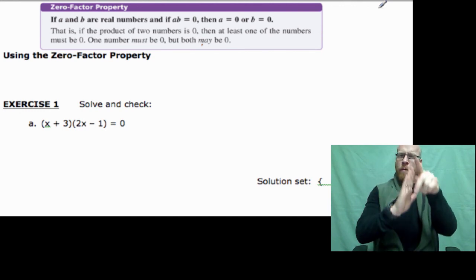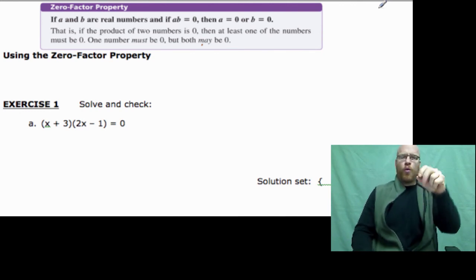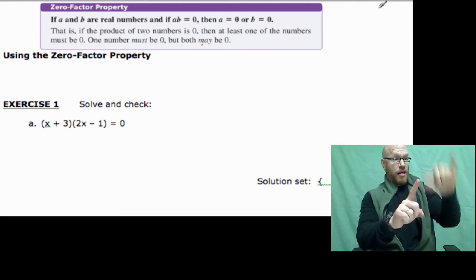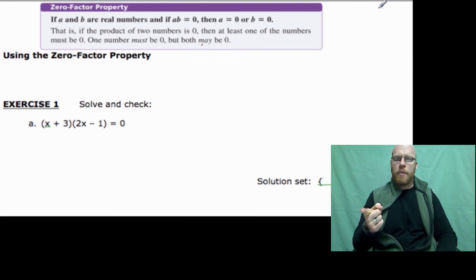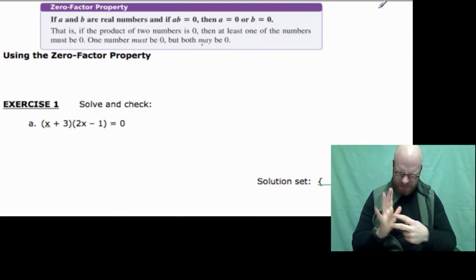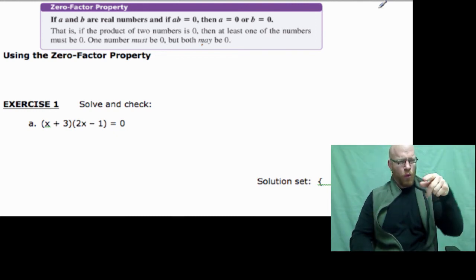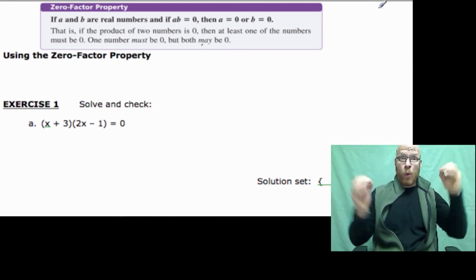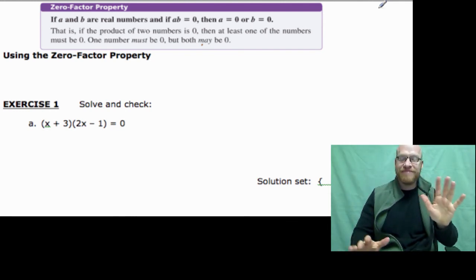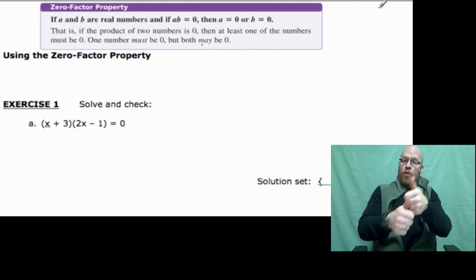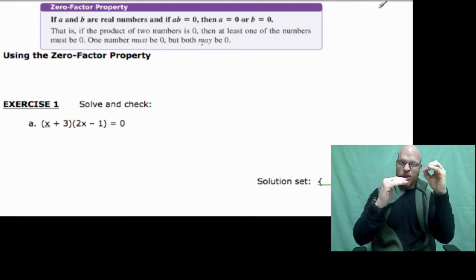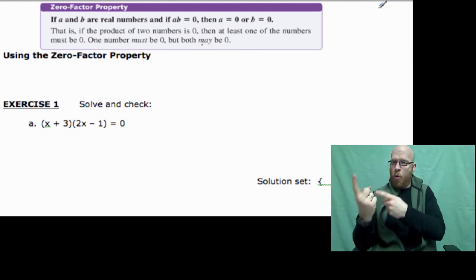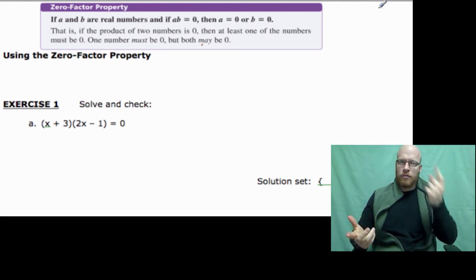We're going to talk about a property called the zero factor property. It really helps us solve our quadratic equations. You'll see why in a minute. But what does it even mean? Zero factor property. It means no property? No. It's the name of a property. Zero factor. Meaning if two things multiplied equals 0, one of the two things must be 0.